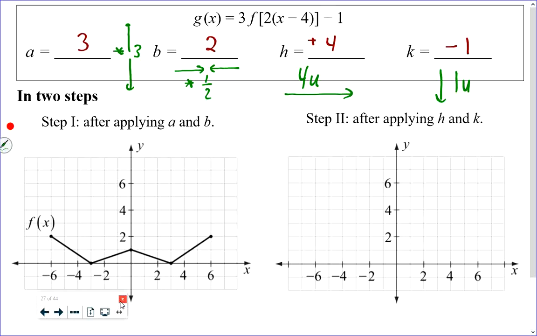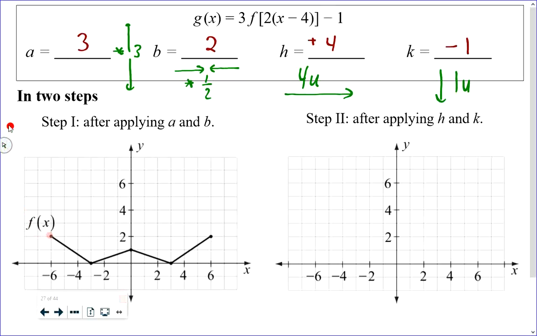I could have given you more grids, and I could have said, draw this after the vertical stretch by a factor of 3, then draw it after, and I'm talking about cumulatively speaking, take the result of the vertical stretch by a factor of 3 and now stretch that horizontally by a factor of 1/2 and draw it on its own grid, and then take that and draw the result of shifting it 4 to the right on its own grid, and then on another grid, draw it after it's 1 down. I think that's too much work. So we're just going to do the stretches together, and then we'll worry about the translations.